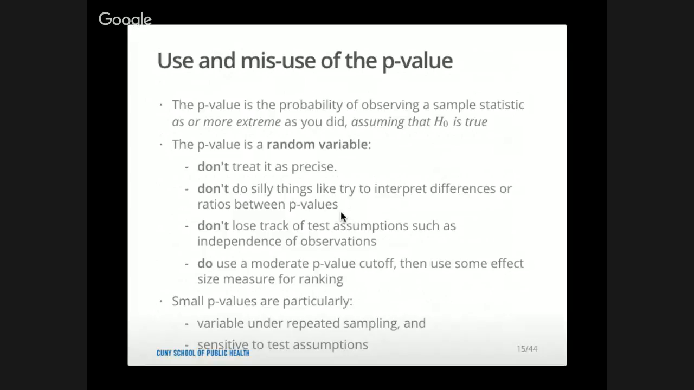It's a random variable, so don't treat it as precise. I don't like to see p equals 3.2974 times 10 to the minus 4, because the extra digits just don't mean anything. It's not a precise measurement. It is subject to sampling variation.